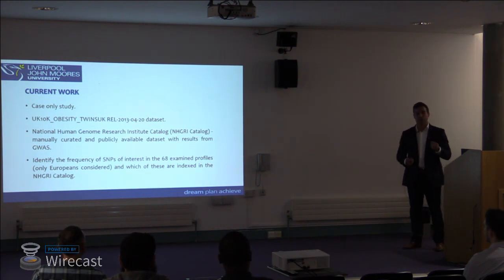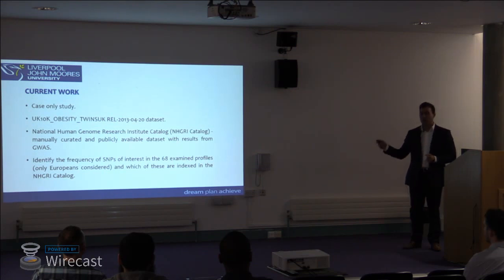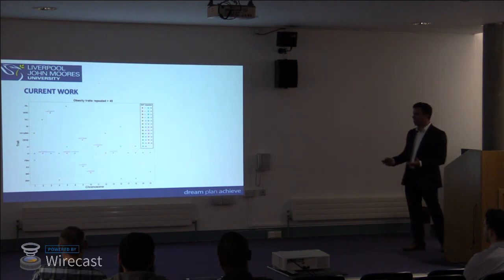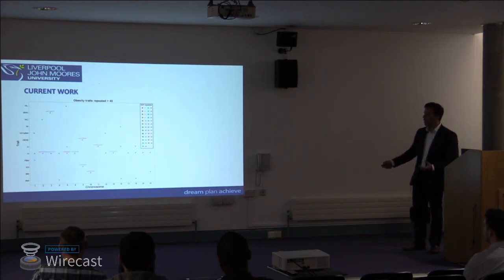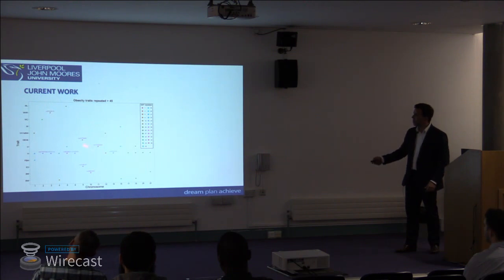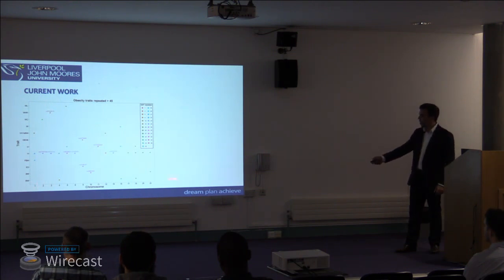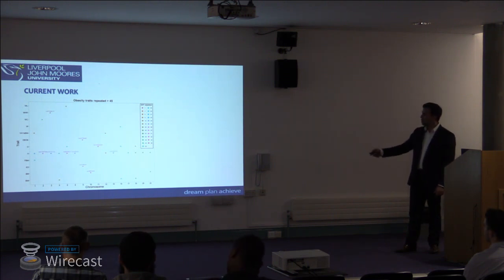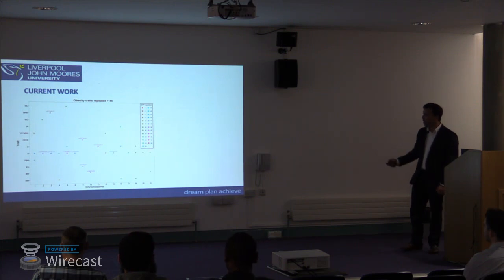So we checked the frequency of the SNPs in the 68 people that were extremely obese, and then we checked which of these SNPs were indexed in the National Human Genome Research Institute catalog. Okay, so this is a plot of the results we got. We managed to identify 39 obesity-related SNPs, sorry. Each of these dots represents a SNP where the X-axis represents the chromosomes where they were located, and the Y-axis is the obesity-related traits of these SNPs. The color of each dot represents the frequency in all the samples, okay?